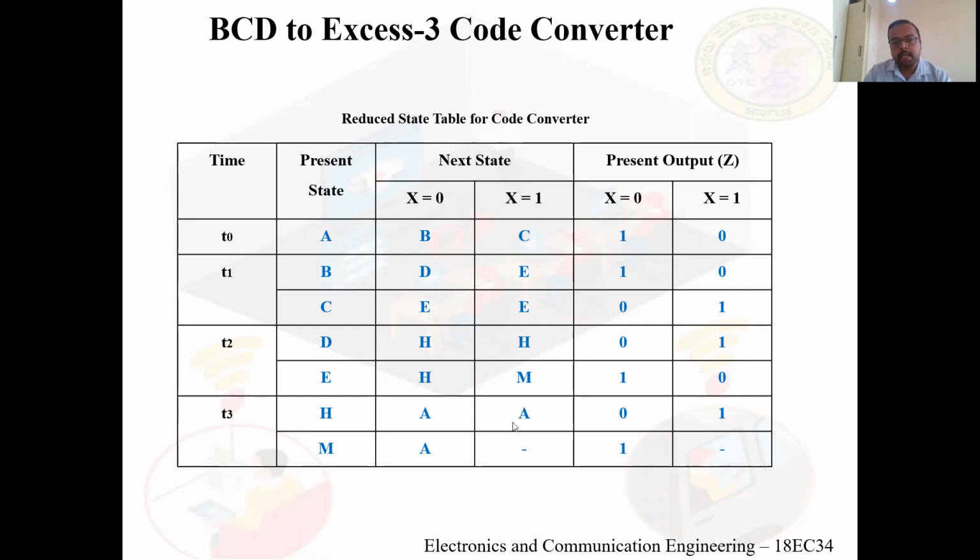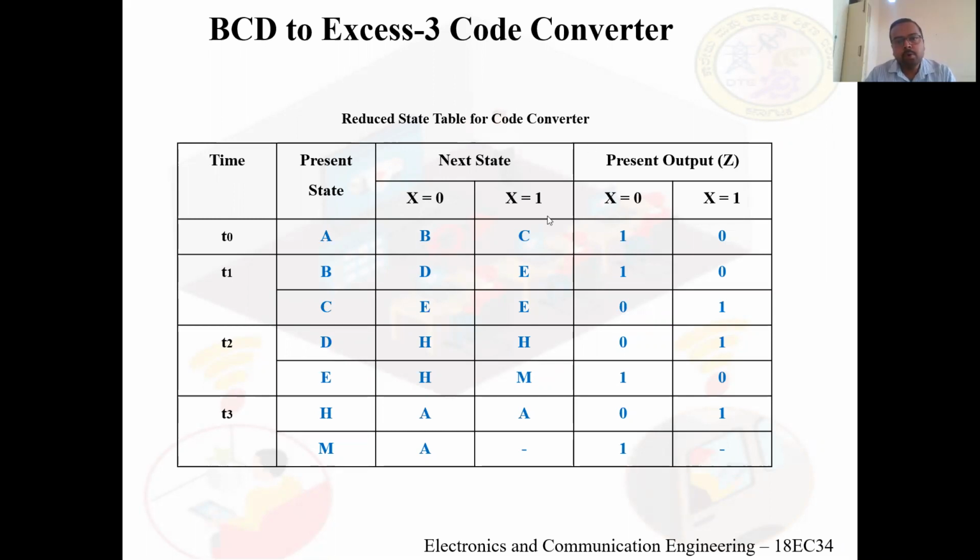And the next state is A here, and this is 0, 1. And for M, it is 1, dash, this is 1 and 0. This is the reduced state table for the BCD to XS3 conversion.